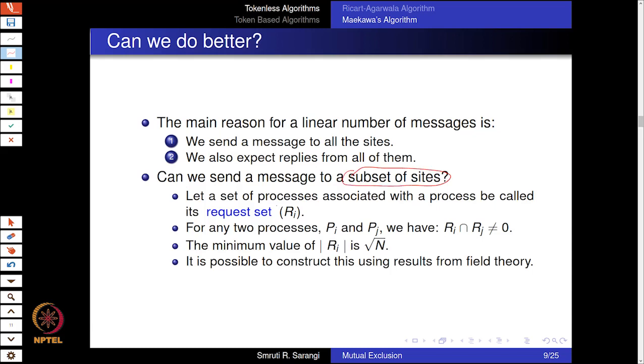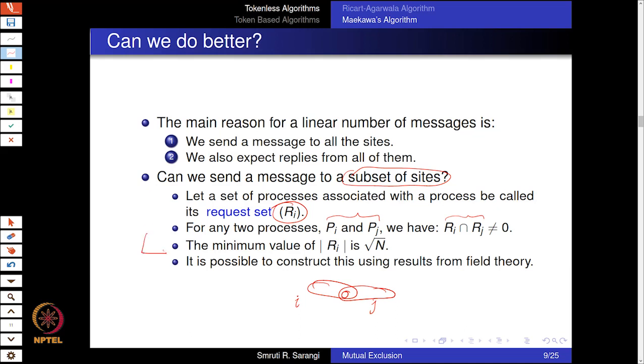of the sites. So let the set of processes associated with a process be called the request set Ri, which is a subset. For any two processes Pi and Pj, let us guarantee that Ri intersection Rj is not equal to the empty set, it's non-null. Regardless of i and j, the intersection is always non-null, which means there is one process which lies in the intersection of both the request sets. So we are not considering faults here. Let us take faults out of the picture.